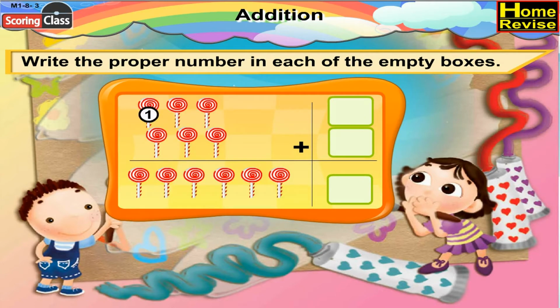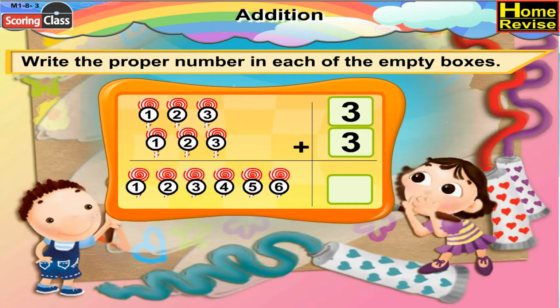Here we have 1, 2, 3. 3 lollipops. And in the next row we have 1, 2, 3. 3 lollipops. Now 3 plus 3 would be 4, 5, 6. So in total we have 6 lollipops.